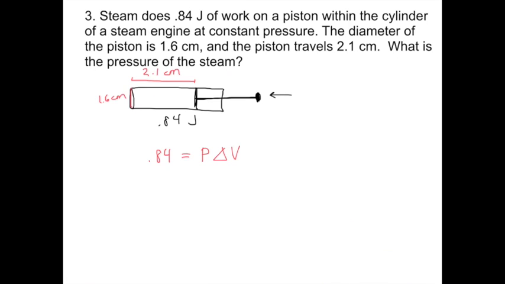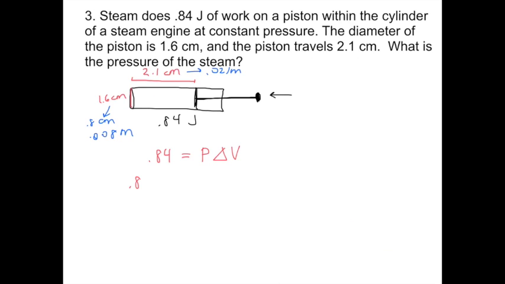Now, to find the volume change of the cylinder, we first have to convert the units. So we know that this height is 2.1 centimeters, which is 0.021 meters. And we know that the diameter of the cylinder is 1.6 centimeters. So its radius will be 0.8 centimeters, or 0.008 meters. Now we're ready to solve for the change in volume.